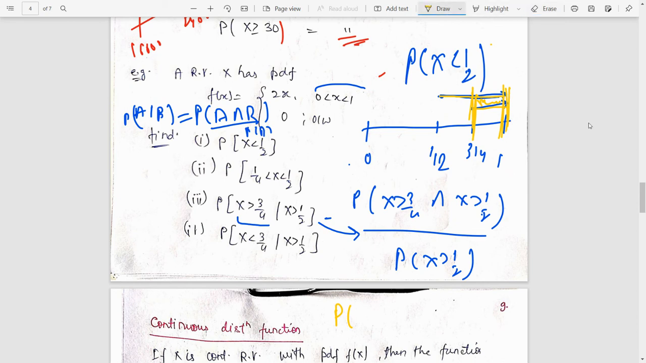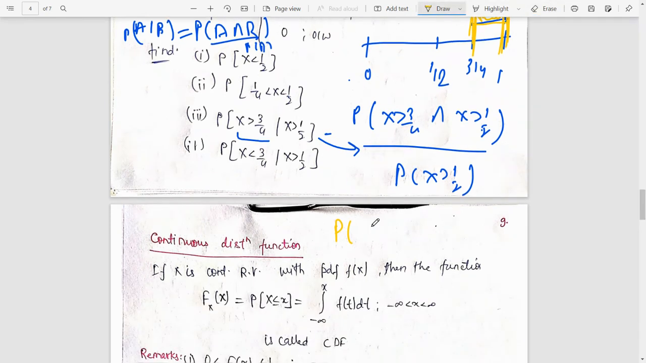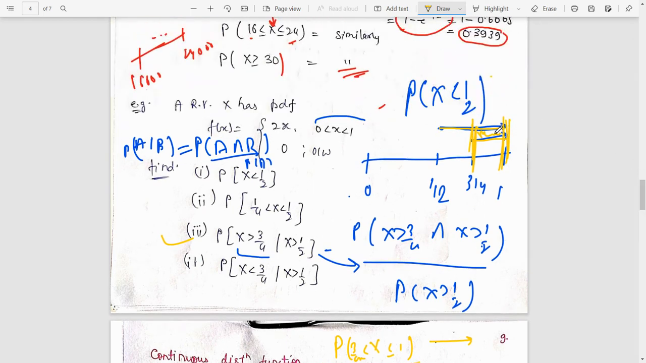Because this region is common, it becomes the probability that x is greater than or equal to 3/4 and less than or equal to 1, divided by the probability that x is greater than 1/2. You can calculate each easily by doing the integral separately, and divide these two numbers to get the required probability. So for any conditional probability, just take the integral part and the intersection part. And intersection means the common region.